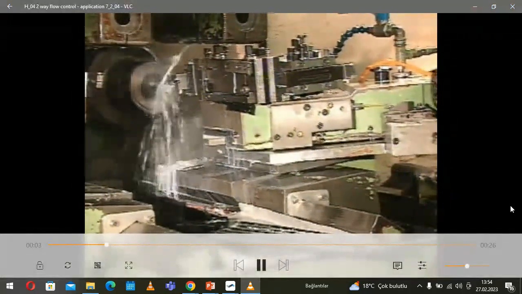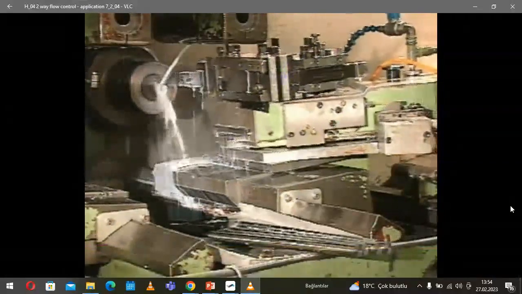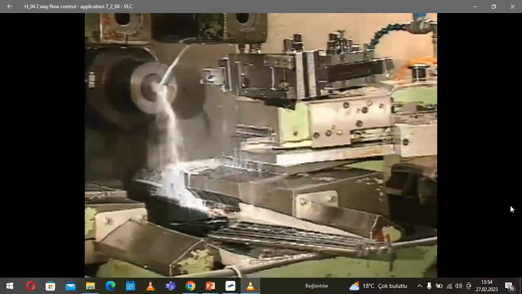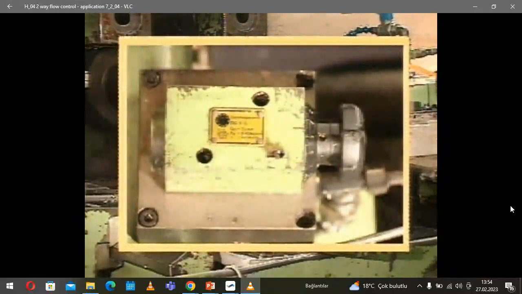Here, the advance for machining must be load independent, since uneven advance would cause uneven machining. A two-way flow control valve provides a uniform advance speed.